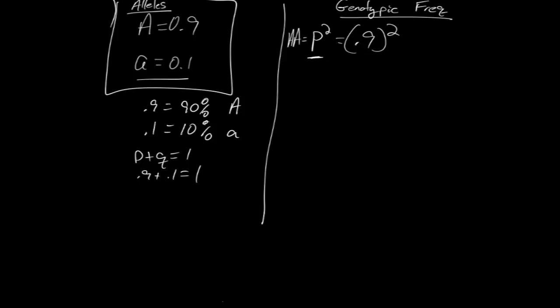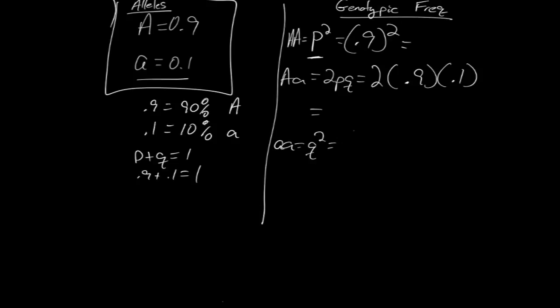Then you have big A, little a, which is going to equal 2PQ, which is 2 times 0.9 times 0.1, whatever that number equals. And then little a, little a is going to be equal to Q squared, which is 0.1 squared. And that's easy. So you see how easy that is? So if you do the math, does somebody have a calculator out? Do the math. See if you can do it.